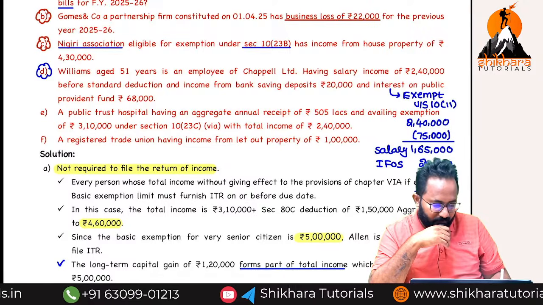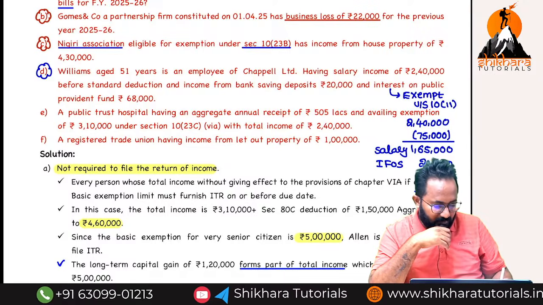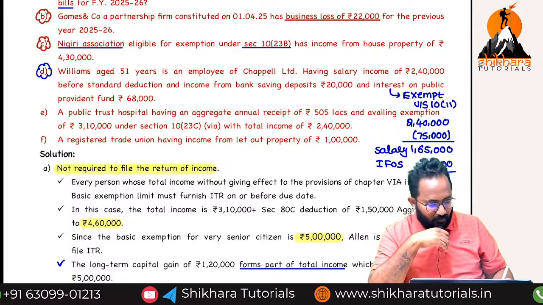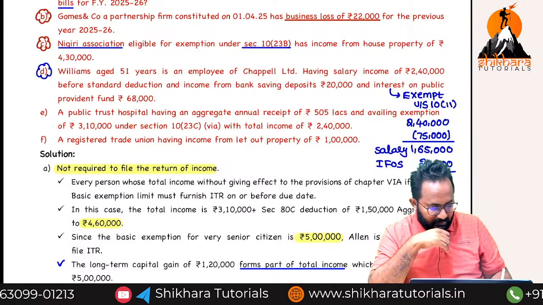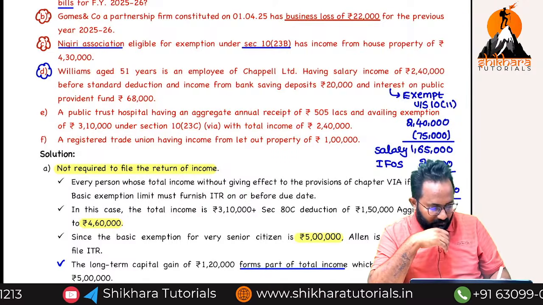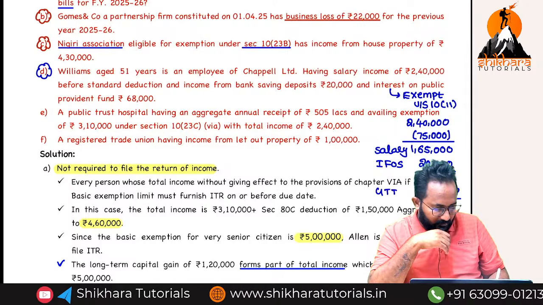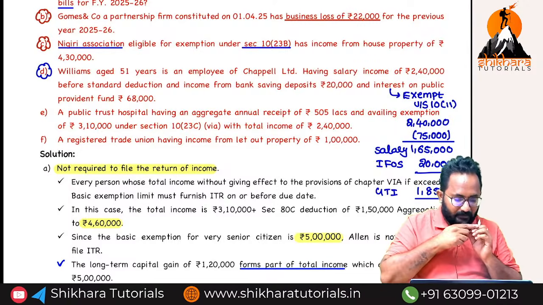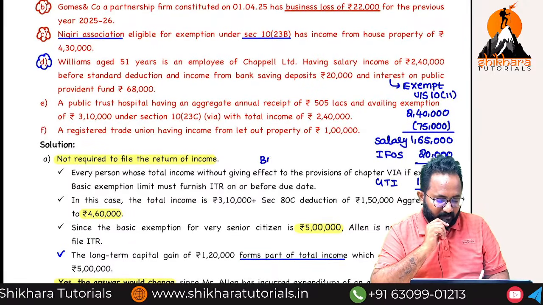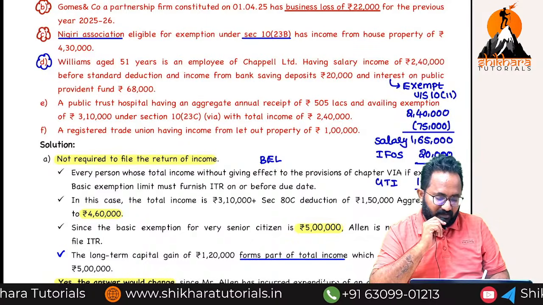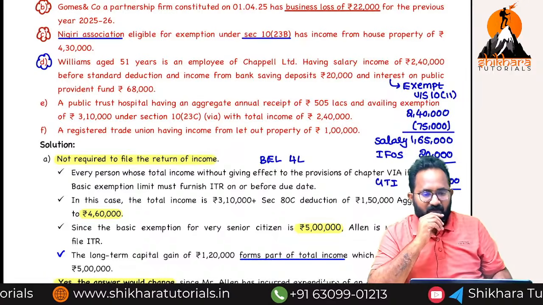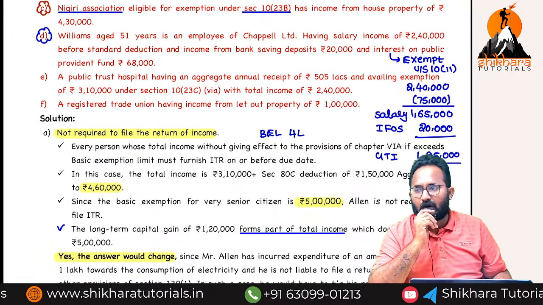So now, what is the gross total income? Please let me know. 1,85,000. How much? 1,85,000. If it is 1,85,000, what is that, Ma? Gross total income. This gross total income we have to compare with what? The basic exemption limit. What is the basic exemption limit under 115BAC? 4 lakh. So now you can tell me whether we are required to file the return or not.